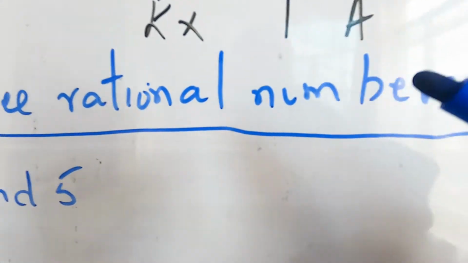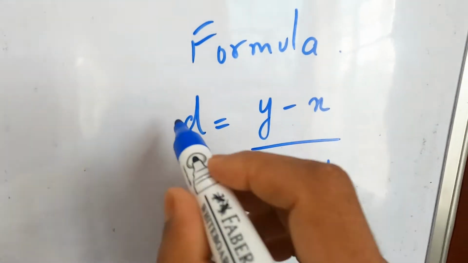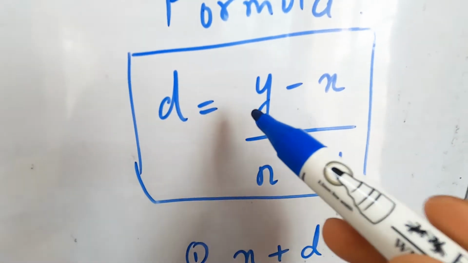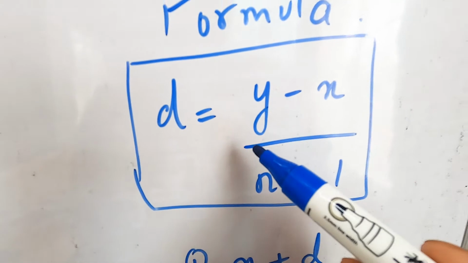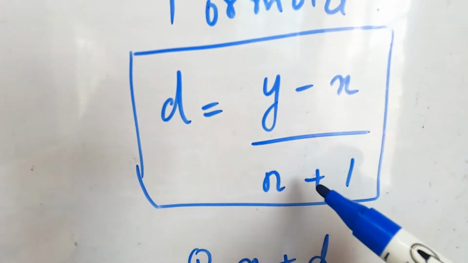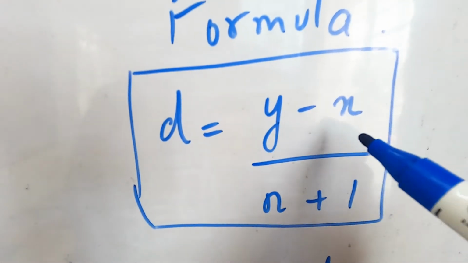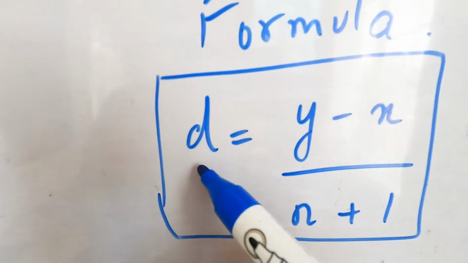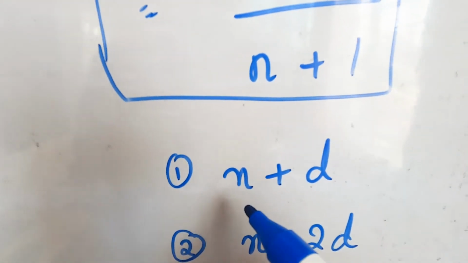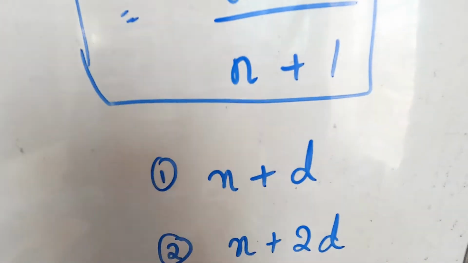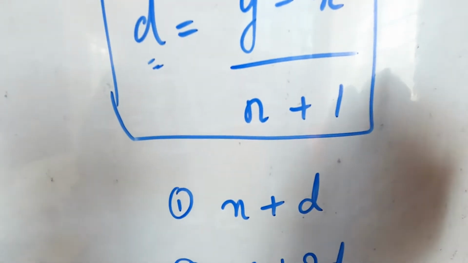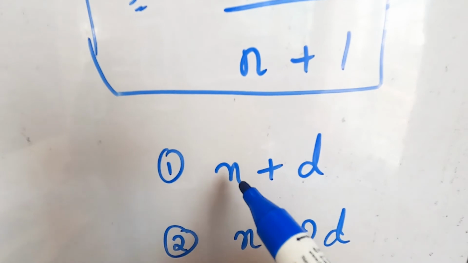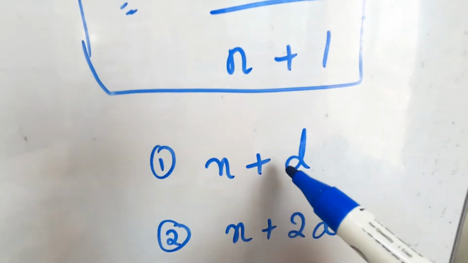Alright, so we have to use another formula, and that formula is d is equal to y minus x divided by n plus 1. So what we will do first is we will find the value of d. So after getting the value of d, we will substitute it here. This is for the first rational number. So to find the first rational number we will substitute the value of d in number 1.